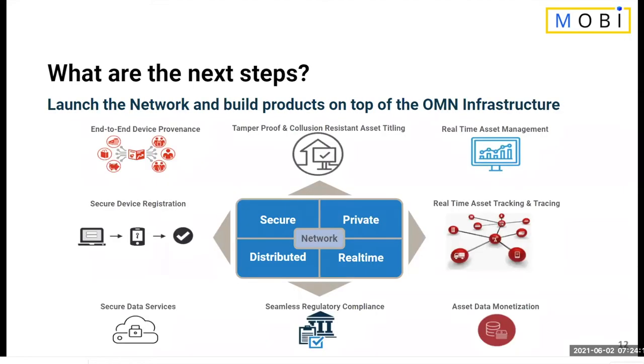Now, the interesting thing is, what applications, what products? Because that's really the next step, right? So we need to launch the network, which we're hoping to achieve very soon this year, and build products on top of that all-man infrastructure to bring mobiNET to life. So there are things around end-to-end device provenance, asset titling, right?